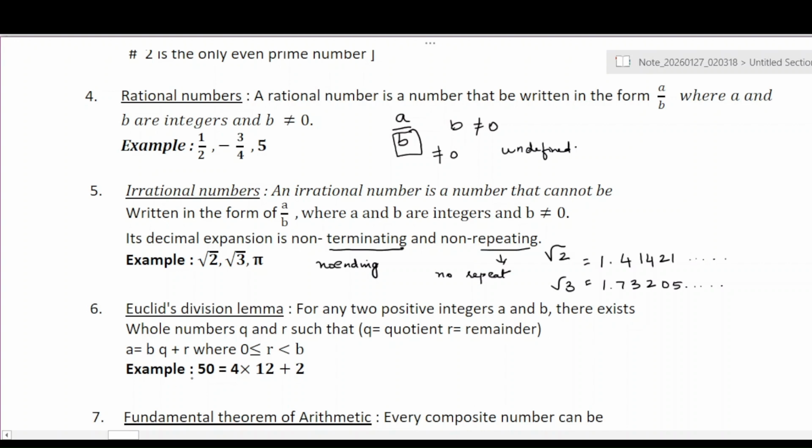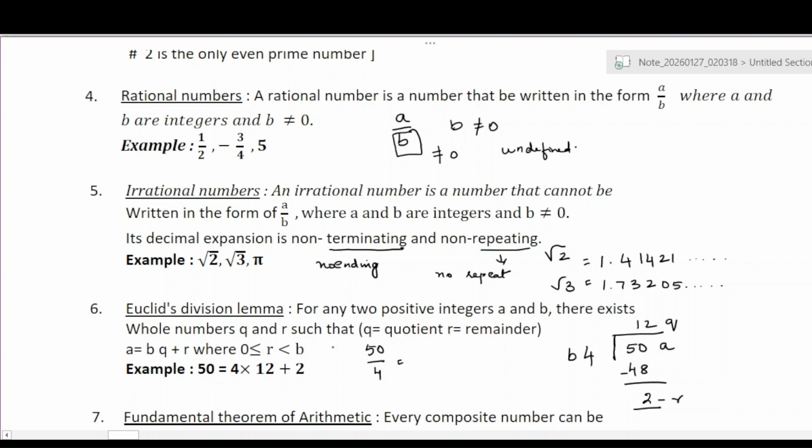I'll give you one example. We'll take 50 and divide it by 4. Okay, that is 50 divided by 4. Now 12 fours are 48. Then if I subtract, I get the remainder 2. Now this is a, this is b, this is q, and this is r.